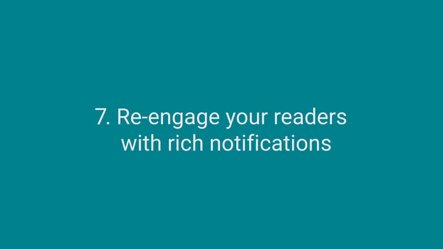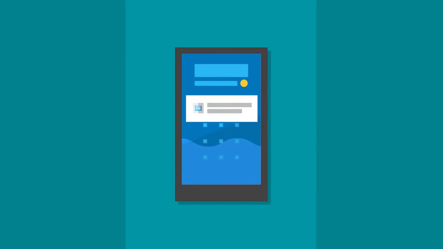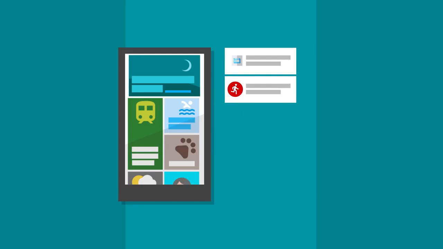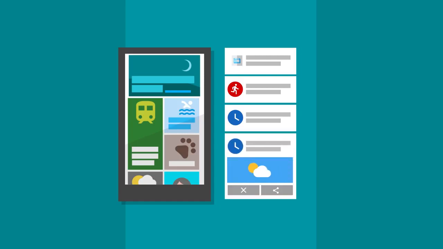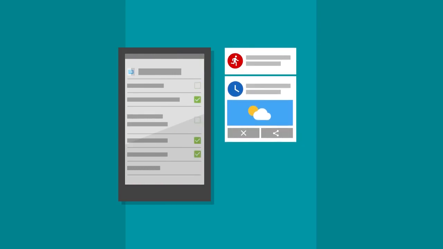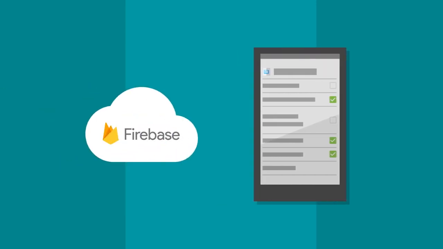7. Re-engage your readers with rich notifications. Think of Android notifications as extensions of your app's interface. They're a way for readers to navigate back to your app, even when they're not using it. Offer readers notifications for breaking news, as well as personalized notifications for news that interests them. Take advantage of rich notifications to bring stories to life with images. Give readers control over the amount of notifications they receive. Make it possible to turn them off, and use the Topics feature of Firebase Cloud Messaging to send notifications in bulk.